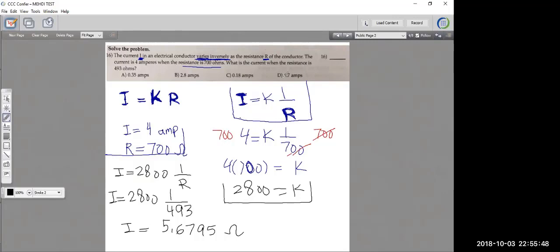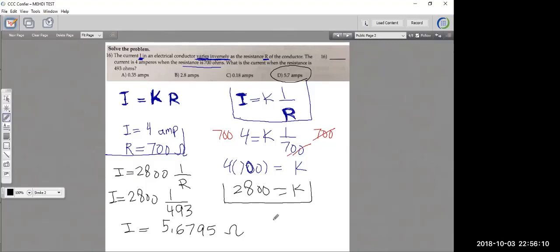Now it says you probably need to see which option is closer to that. So 5.679 is close to 5.7. When you round this, I get 5.7. Now it looks like D is the closest answer for me.